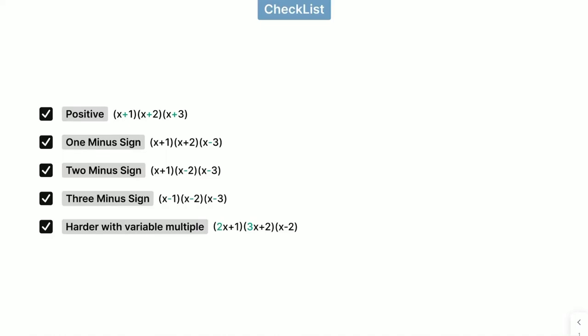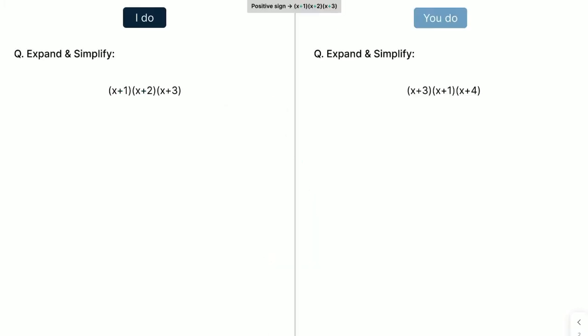In this video, we're going to learn how to expand triple brackets. We are going to look at all these different types of examples that are listed on this slide. So let's make a start.